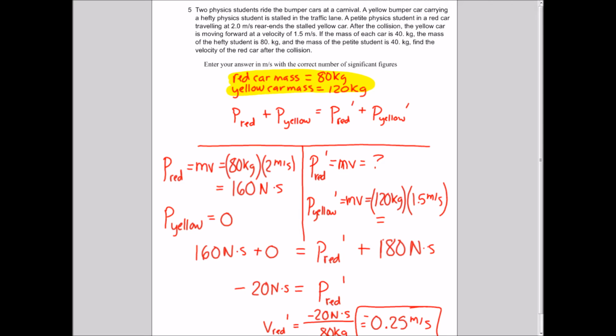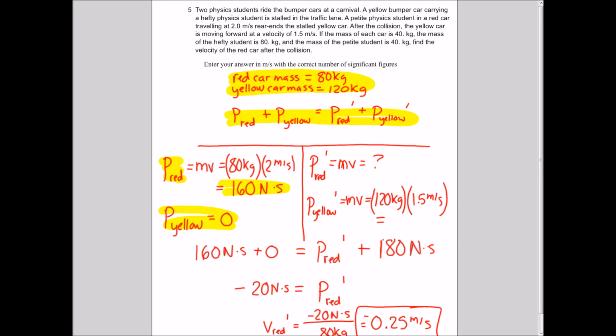Then I did my normal law of conservation of momentum statement right here that said that the momentum of the red car plus the momentum of the yellow car beforehand is equal to the momentum of the red car plus the momentum of the yellow car afterwards. And then I went about finding the momentums of all the things that I could. So I was able to find the momentum of the red car. It's 160 Newton seconds, mass times velocity. The yellow car has no momentum because it's just sitting there.